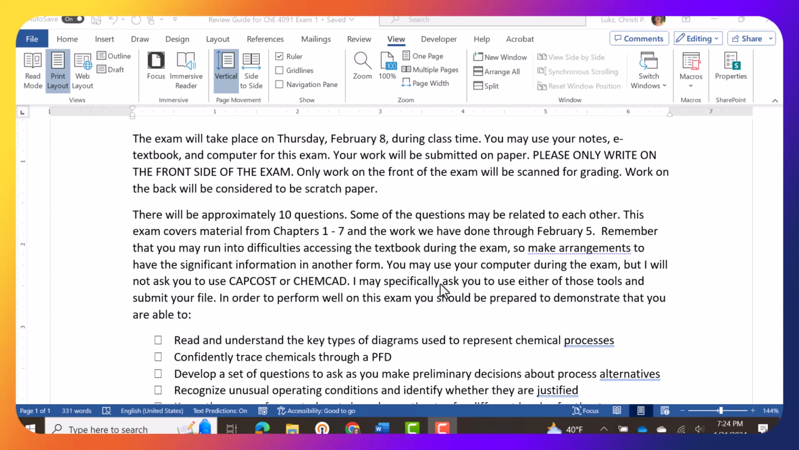I may ask you to interpret some information that I did in one of those, and I give you a printout or a picture of it, but I'm not going to ask you to use the tools, and so obviously you don't need to submit files if you didn't use the tools.